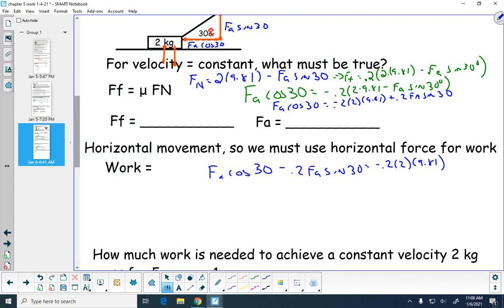I'm going to complete the problem just because we started it. I'm a little frustrated with myself.